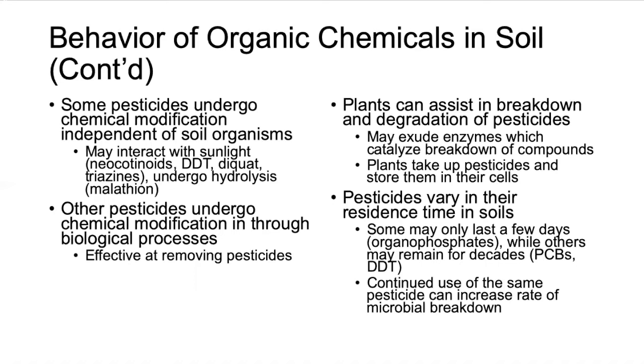So pesticides vary in their residence times within soils, and some might only last for a few days, such as organophosphates, whereas others may have residence times on the decadal time scale, such as PCBs and DDT. Now, continued use of the same pesticide can also increase the rate of microbial breakdown. The microbes can sort of microevolve in order to prefer these contaminants as a food source, in which case they will become more effective at breaking it down, and more exposure might lead to breaking it down more quickly.